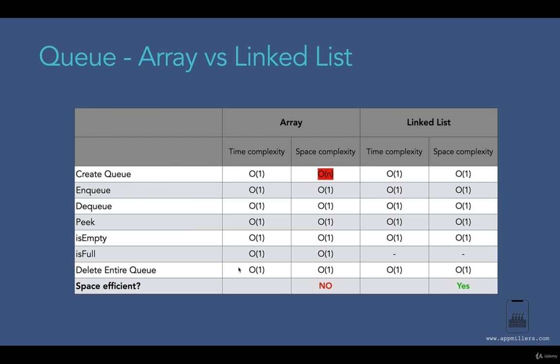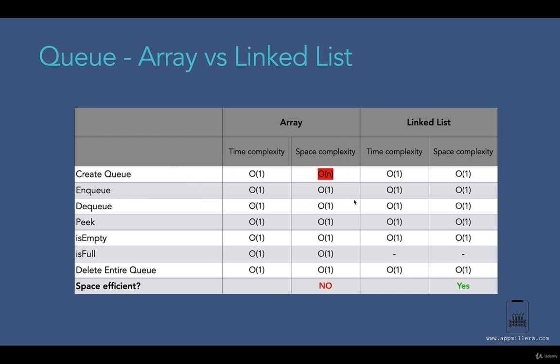Now when it comes to space complexity, we have differences, because when we are creating a queue using array, first we have to instantiate the array in memory. We know that when creating an array in Java, we have to set the array size. This creates a number of contiguous cells in memory, so it takes space, allocating n contiguous cells. That's why the space complexity in this case is O(n).